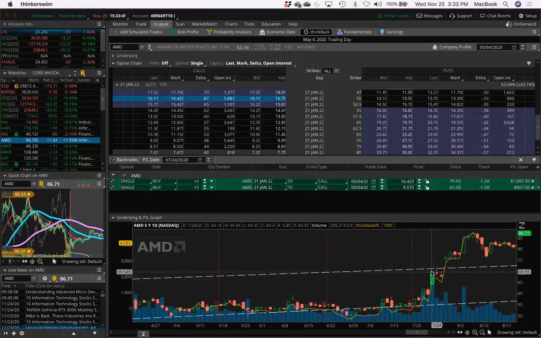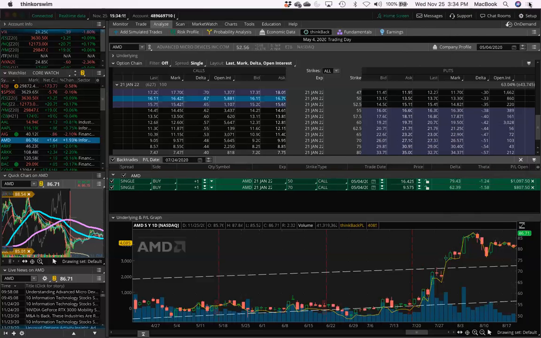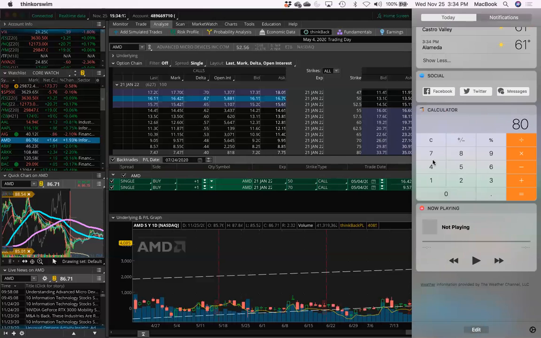So here's a good example, right? Now that we're at this point, we have $800 profit on this one contract that we got in at 957. So that's almost 100% ROI. And then we have 1,097 divided by the 1642. That's a 66% ROI. And on the other one, it's 807 divided by 957. So we're at an 84% ROI.